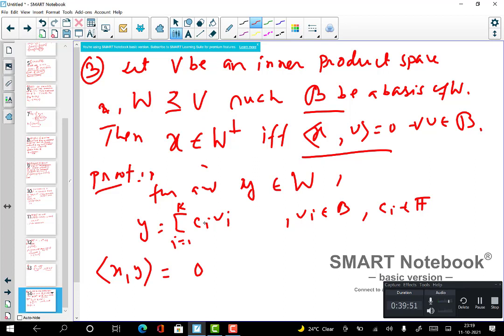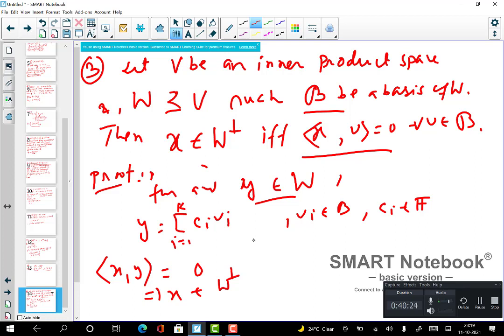So what I am saying is that this holds for any y in W. So x is orthogonal to y, and hence x belongs to W perp. Okay, so that tells you that x is an element of W perp. And conversely, if x belongs to W perp, it is orthogonal to every element of W, and hence is orthogonal to the basis elements also. This converse part is also very simple, right? Okay, so these are a few properties of orthogonal complements.